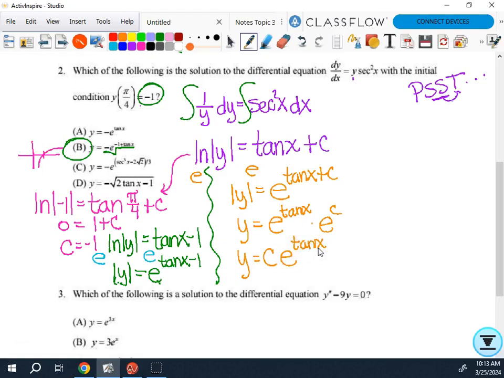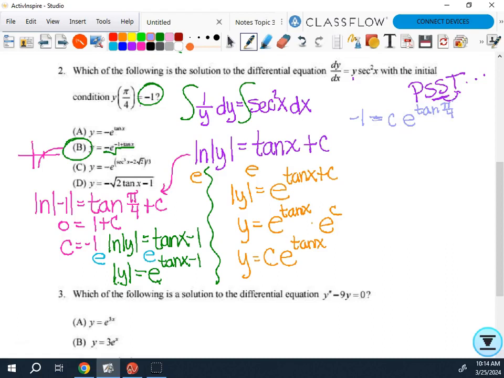Now, when I do that, whatever sign this is, whether it's positive or negative, gets absorbed by this constant because it's all powerful. It's some constant, so I don't have to worry about that absolute value anymore. That's why I get to drop it. At this point, I am going to use my initial value. So my y value was -1, and that is equal to c times e to the tangent of pi fourths.